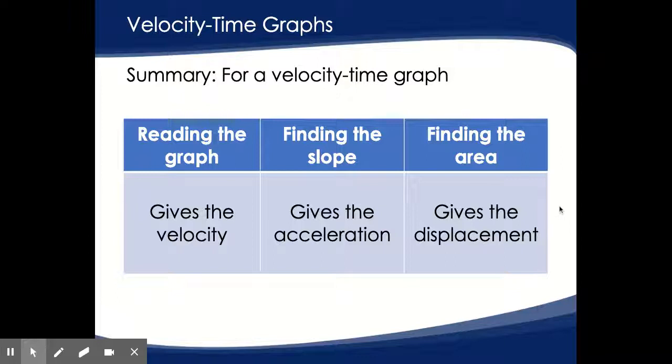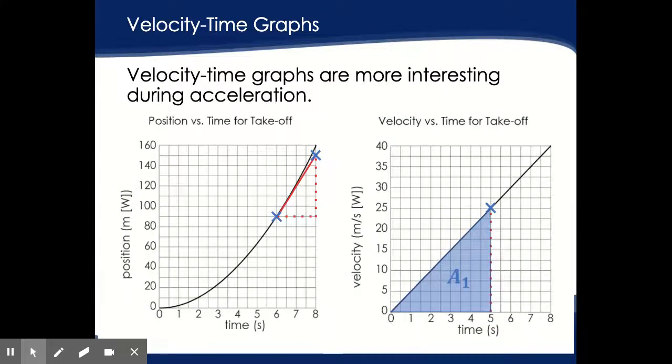So summary for just a linear straight across velocity time graph, you can find the velocity, you can find the slope, which gives you the acceleration, and then you can find the area underneath the graph, which is going to tell you the displacement of that object.